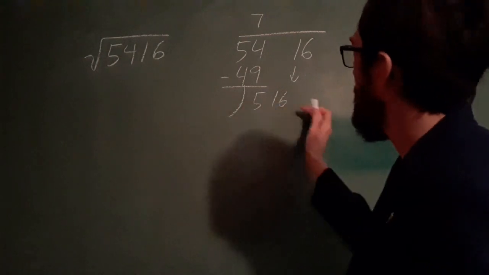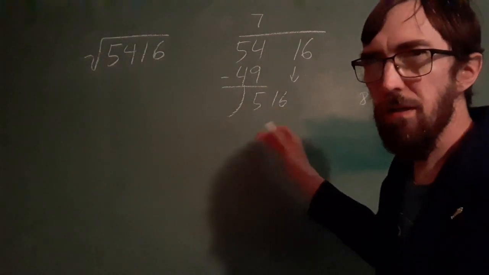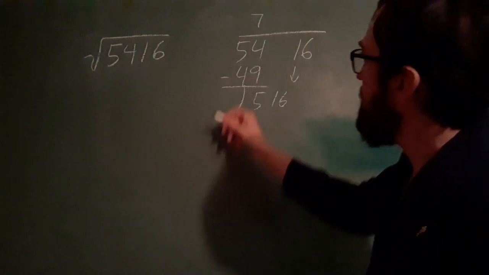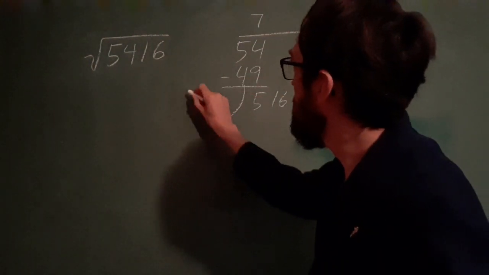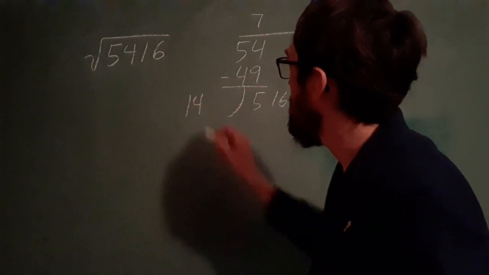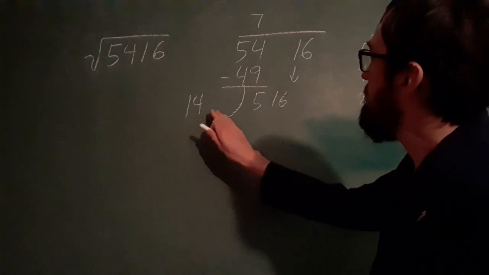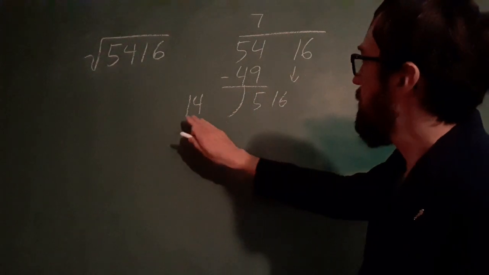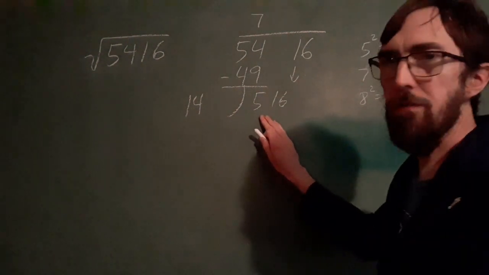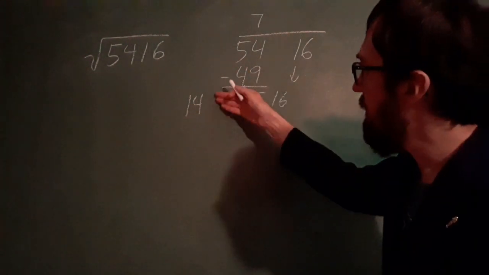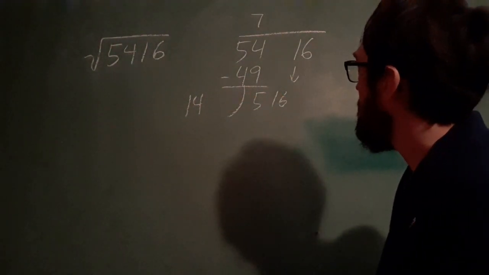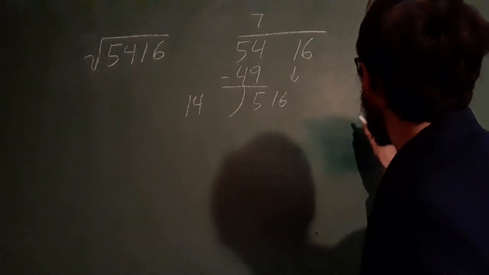So I'm looking at long division kind of at this point. I'm going to multiply this number by 2. And then I need to fill in the 1 space. I'm going to look at 14 into the 51 first, and that's what number I'm going to fill into the 1 space here. 14 into 51.